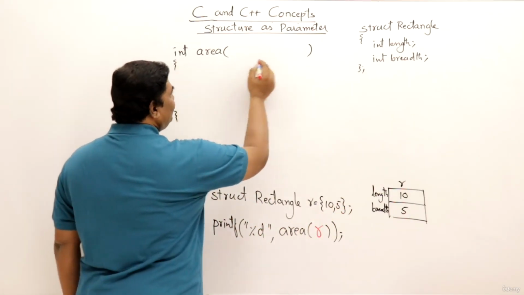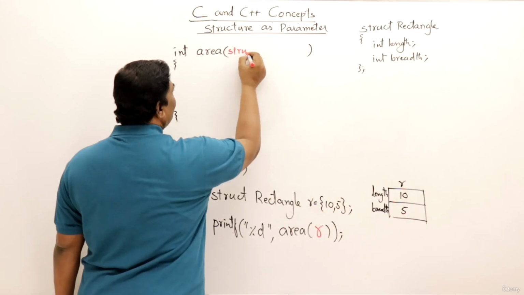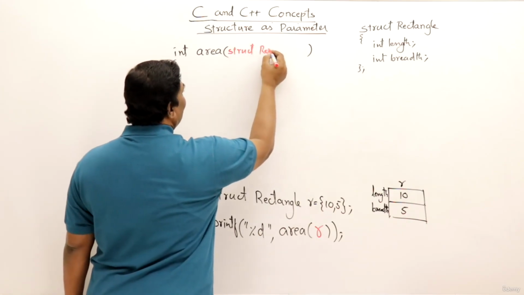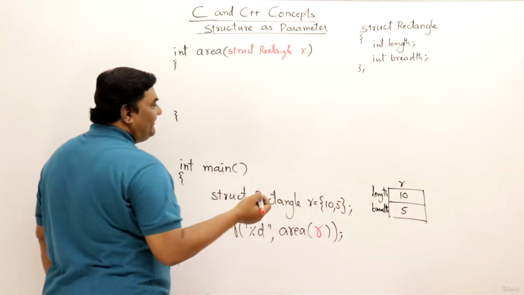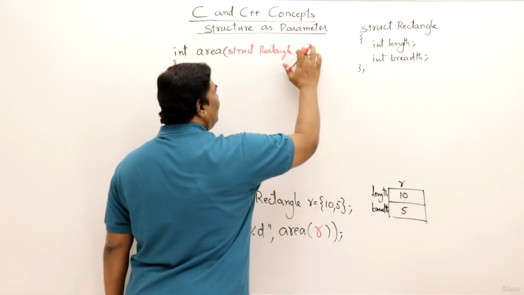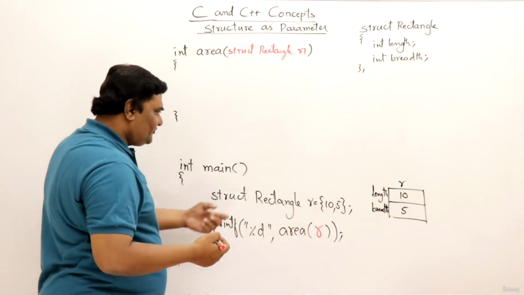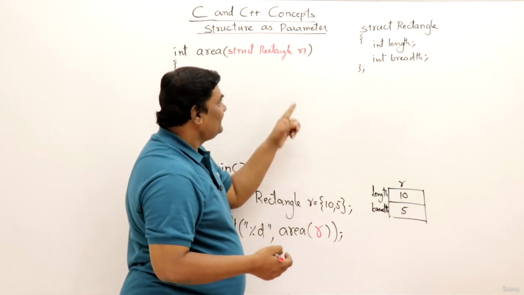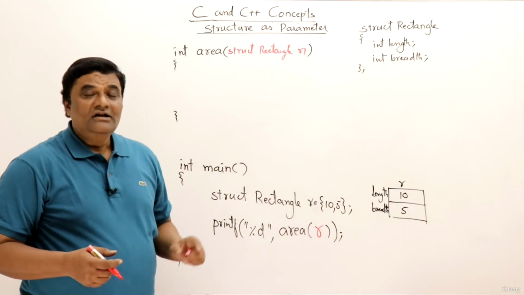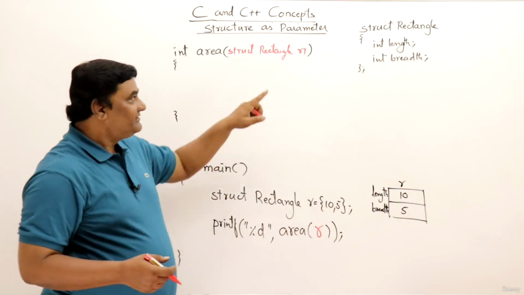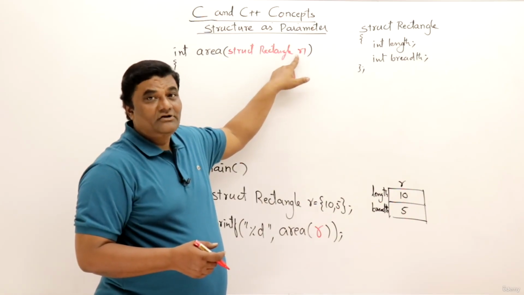Now what should be the parameter type of this one? So the argument type should be struct rectangle R. This is called by value. So instead of R, I will say R1. Just a change of names. You should not feel that they are the same. This variable is different, that variable is different. So I have taken parameter as R1. Now that is called by value because here I did not write any asterisk or ampersand. This is called by value.